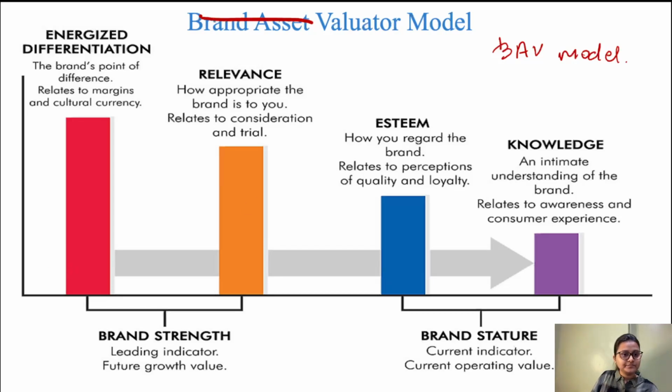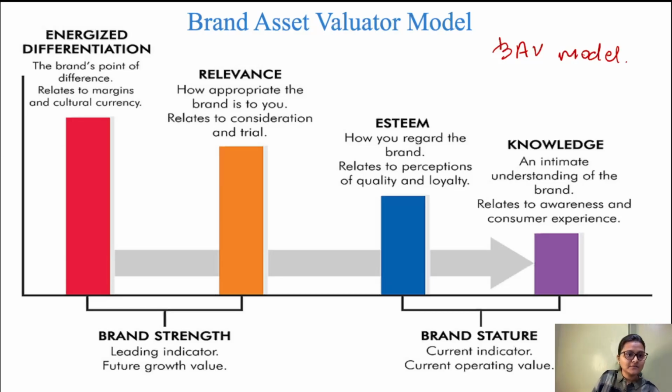So, this BAV model is a tool which is used to understand how strong a brand is and what people actually think about the brand. Now, there are four major components, or we can say the pillars, of this model. There are four pillars, as we can see here.